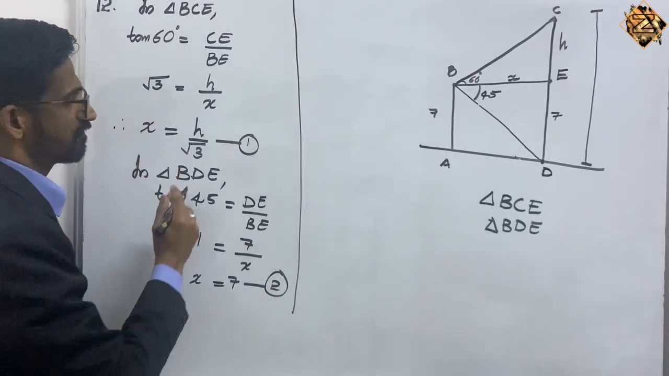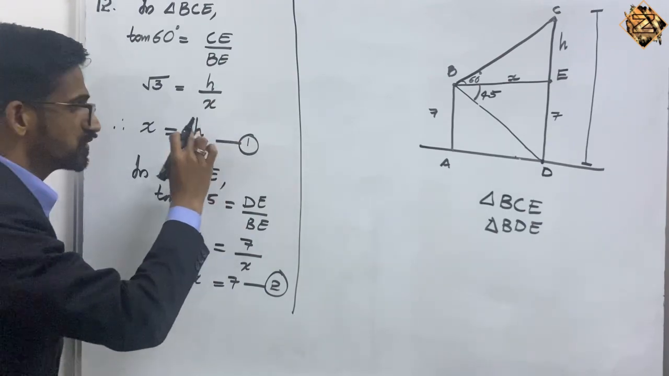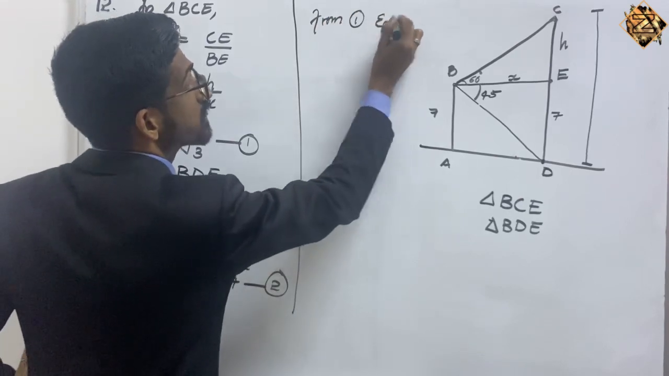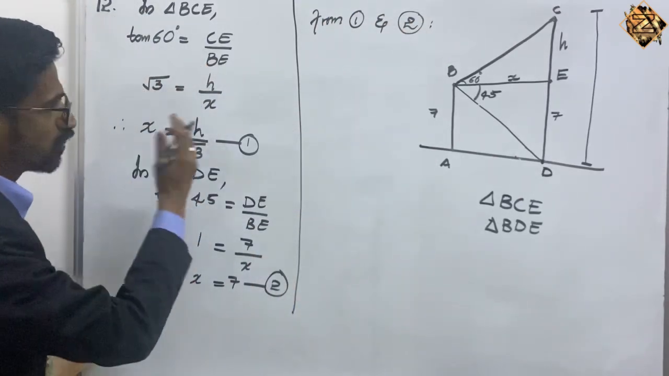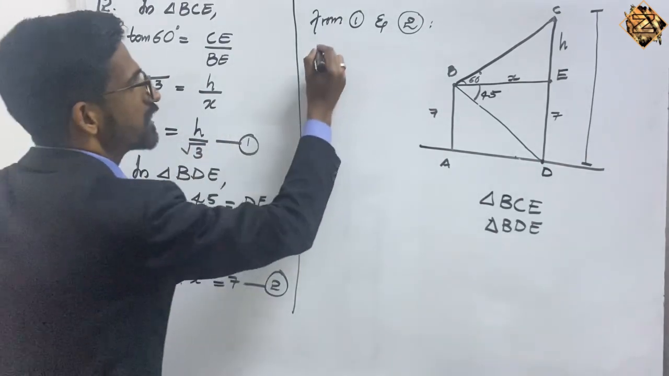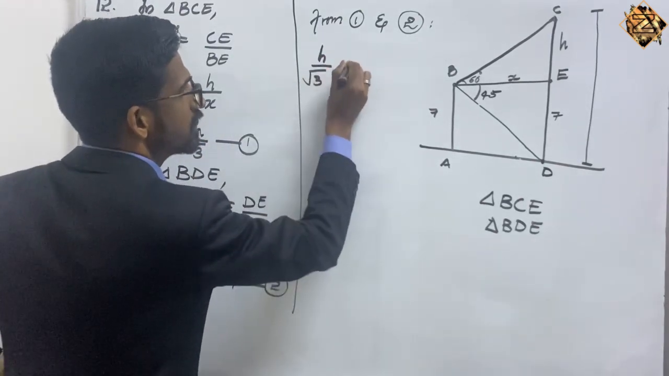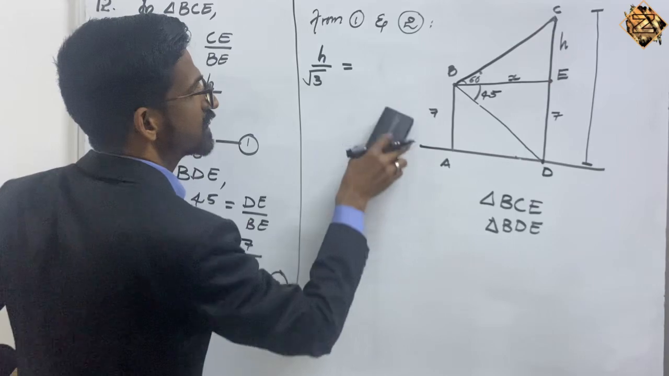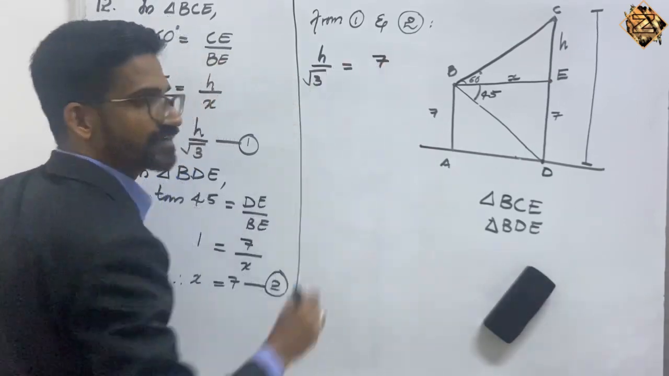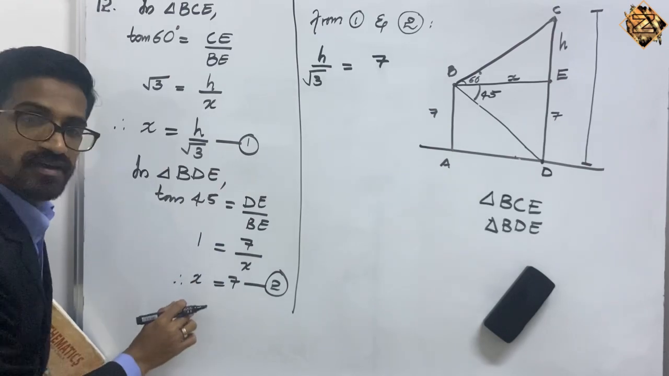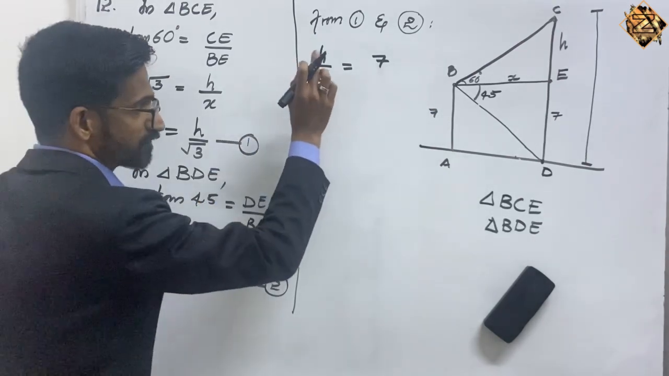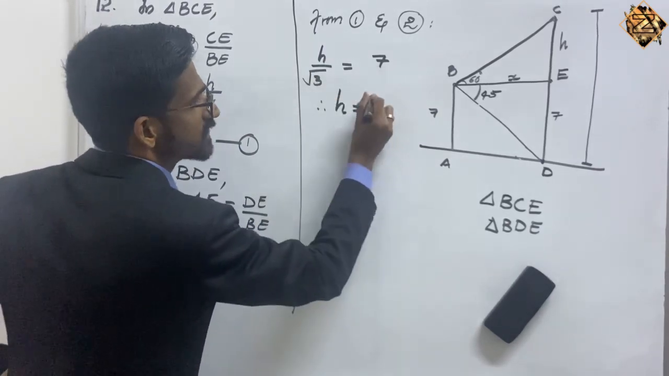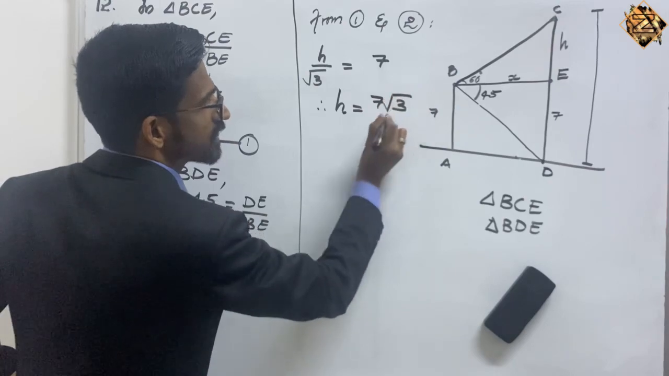Now to get the value of H, for that we will equate equation 1 and equation 2. We can equate both the RHS. So H by root 3 equal to 7. Here X equal to H by root 3, and in equation 2 X equal to 7. So finally, H by root 3 equal to 7. Therefore H equal to 7 into root 3, that is 7 root 3.